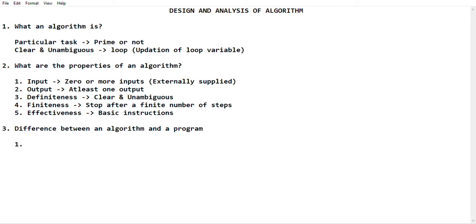Now, what are the differences between an algorithm and a program? An algorithm is written at the design level and a program is written at the implementation level.